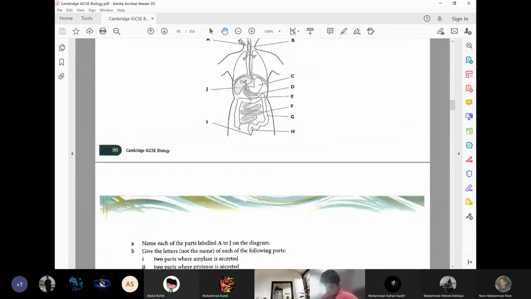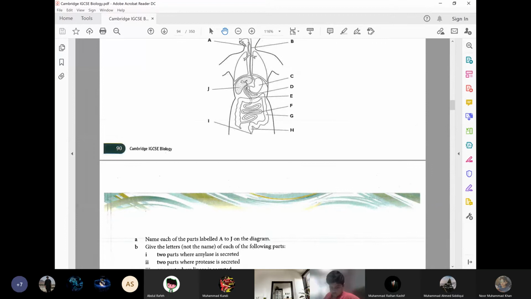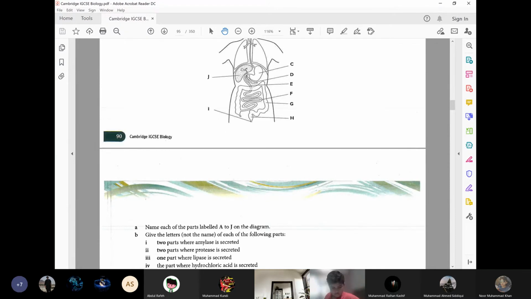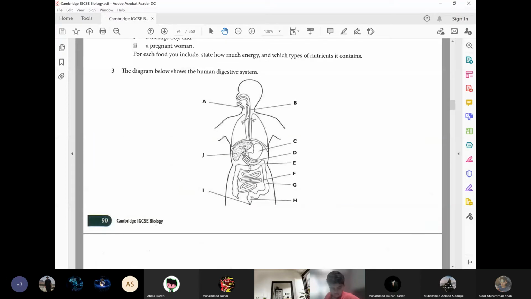Now, next question. It's written, give the letters of each of the following parts. Two parts where amylase is secreted. Who will tell what are the two parts where amylase is secreted? Sir, in the mouth. A, salivary glands. A and D. D is the pancreas, right?